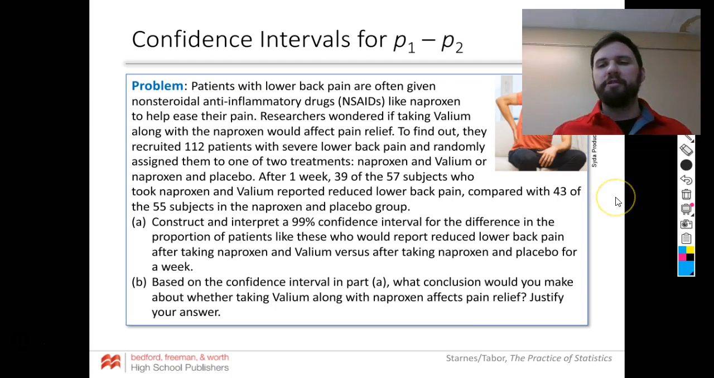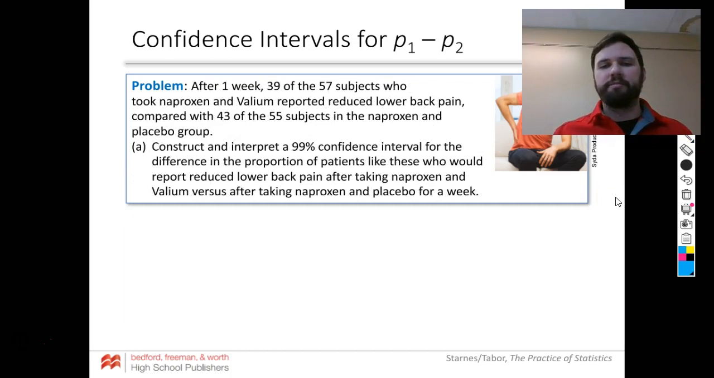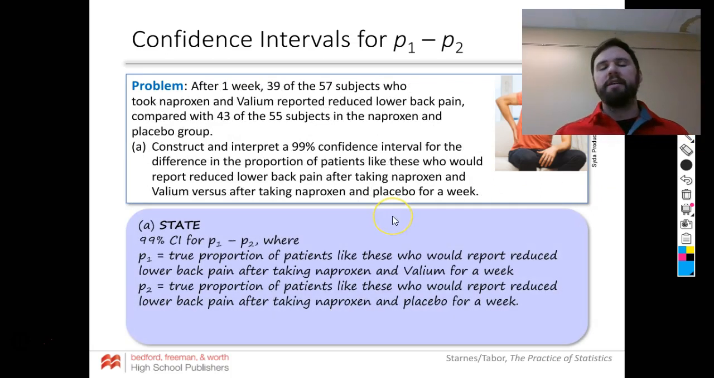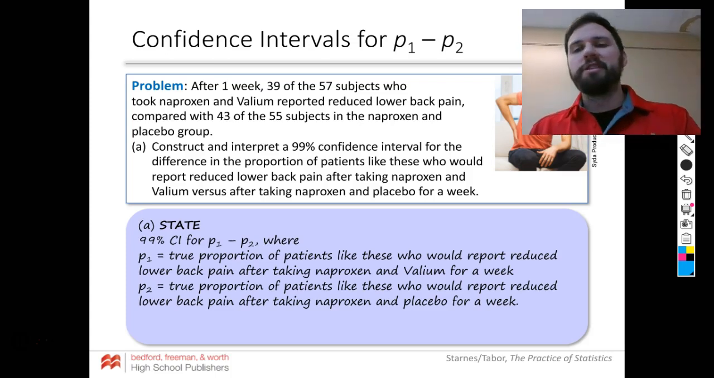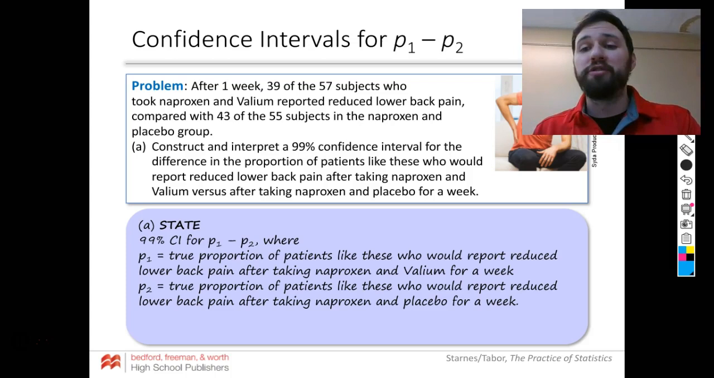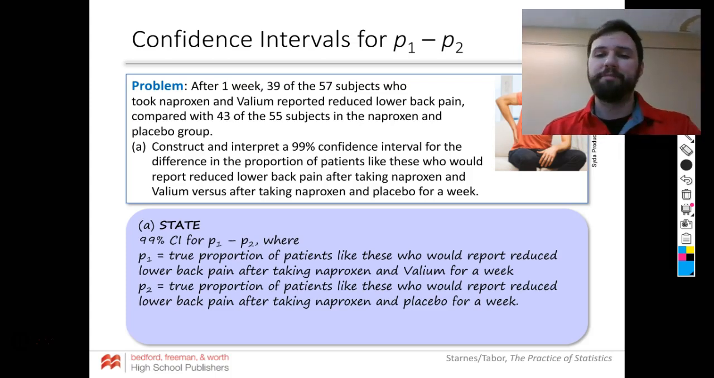So first thing we're going to do is check our conditions, or state. We're making a 99% confidence interval for P1 minus P2, where P1 is the true proportion of patients who reported reduced lower back pain using 2 meds, and P2 is the ones who had reduction in lower back pain with just the 1 med. Okay.